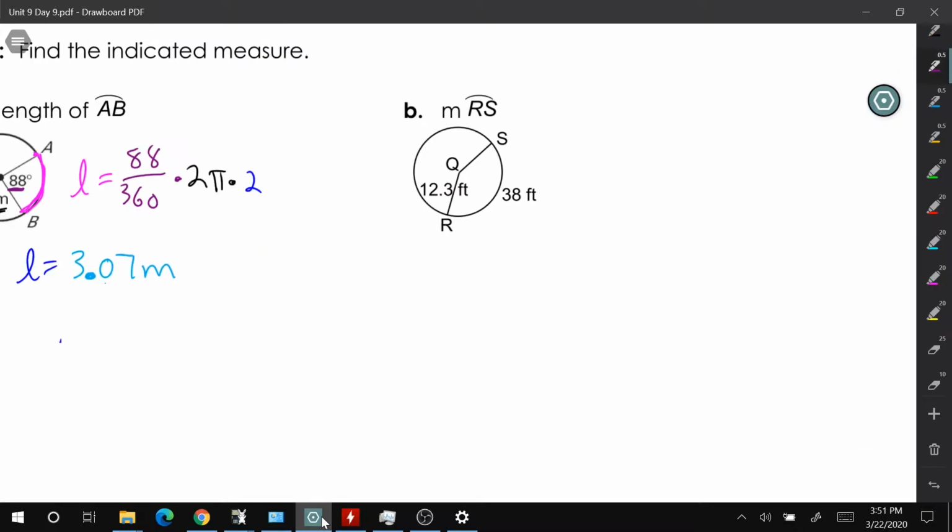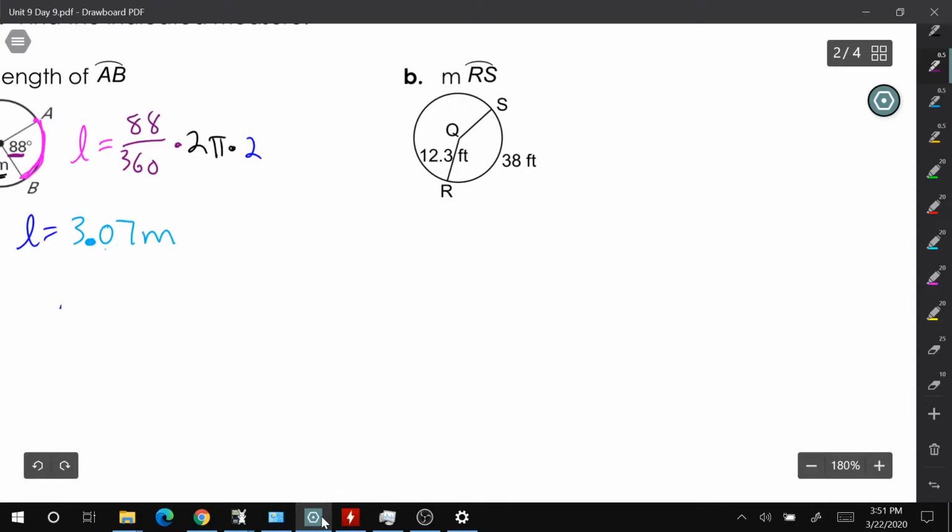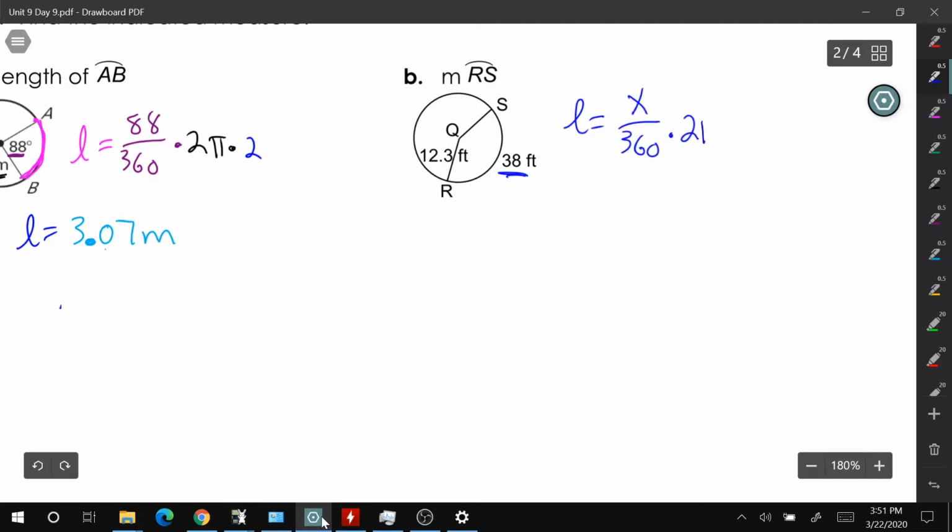Okay, example B. We're trying to find the arc measure this time. We're given the arc length of 38. So in our formula, remember this is our formula, we have the arc length is 38. So let's plug that in. We don't know what x is. We have 2 pi and the radius is 12.3.